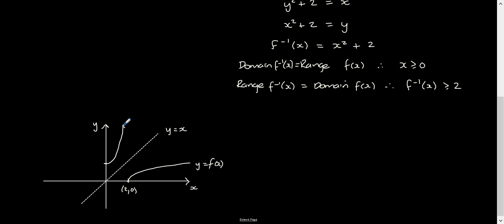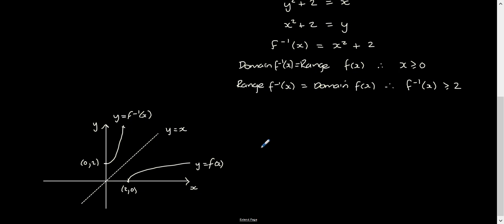Now we only sketch that quadratic to the right of the y-axis because the domain of the inverse function, the x values that we're interested in for the inverse function, we have defined as x has to be greater than or equal to 0. So this function here, the inverse function, only exists for values of x greater than or equal to 0. And we know that this goes through the y-axis, 0, 2.